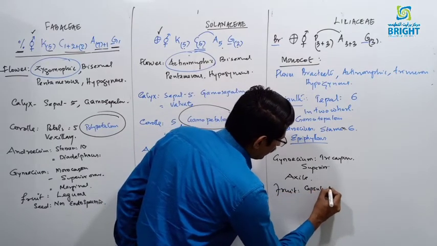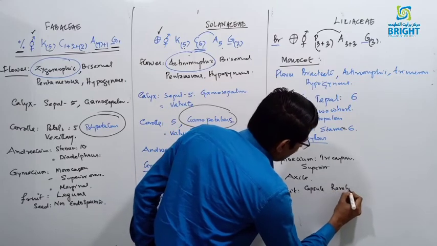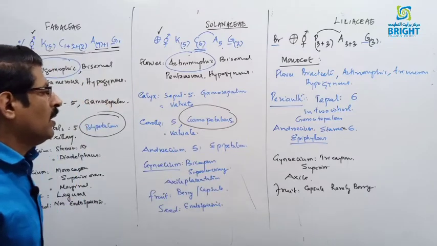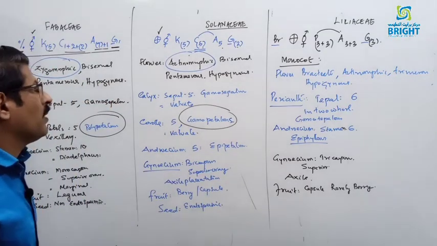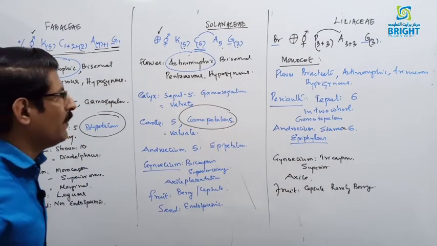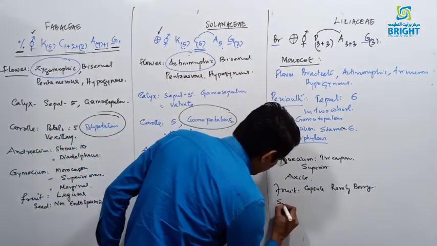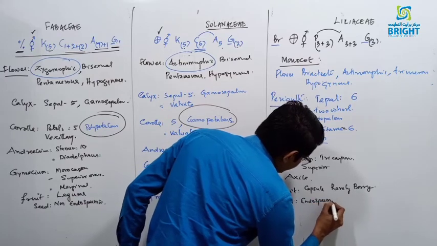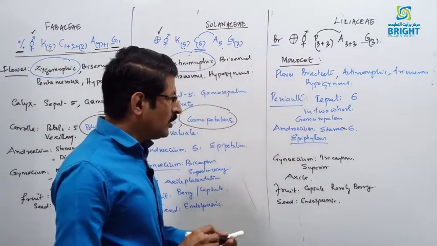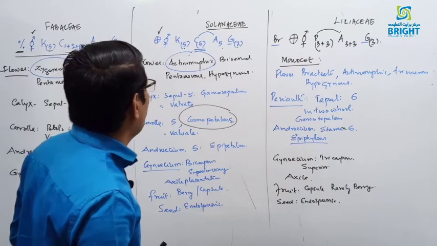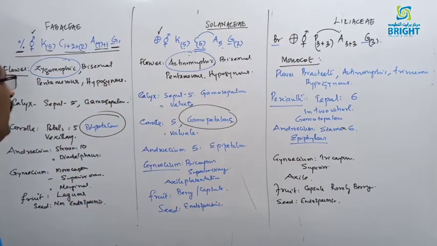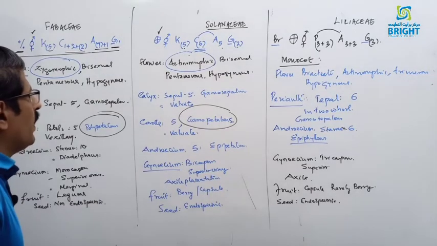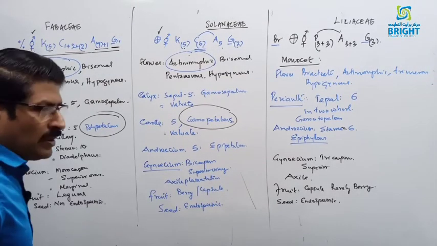capsule and rarely berry. Capsule is a common fruit and rarely berry is present. And the seeds are endospermic. Seeds are endospermic. So when we compare the three families, Fabaceae, Solanaceae and Liliaceae, Fabaceae and Solanaceae are dicot families and they are with a pentamerous nature.